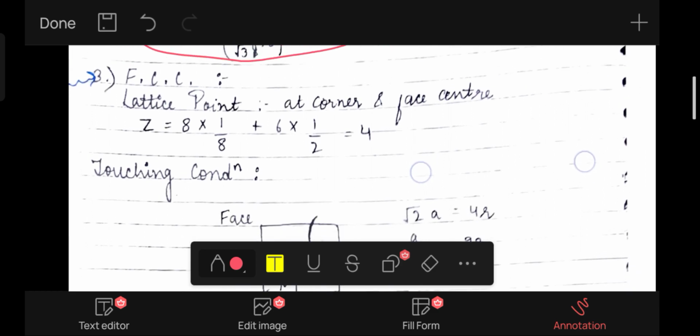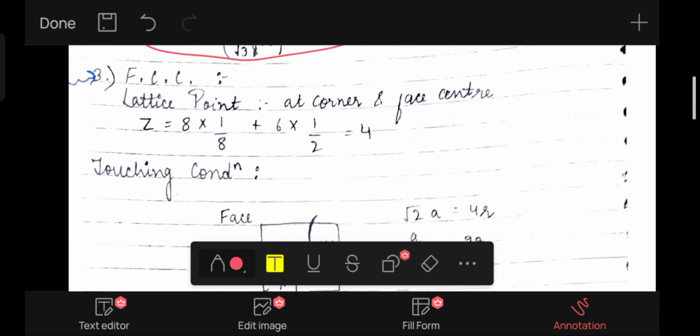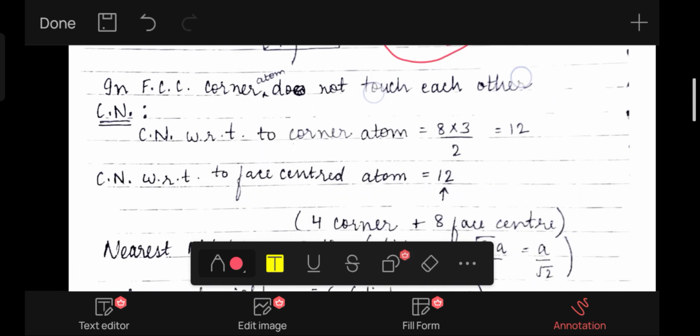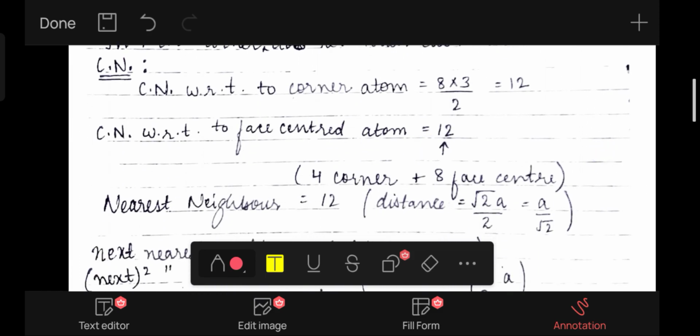Now next up we are at FCC, face centered cubic. Here the lattice points are at the corners and at the face centers. So here we get 4. I just told that before. The radius we get is a by 2 root 2. The coordination number we get is 12.